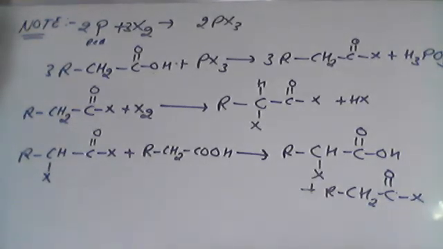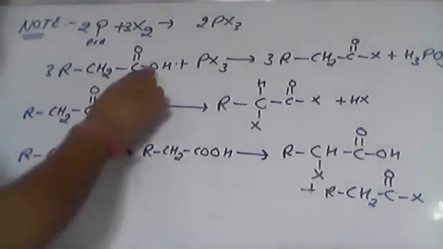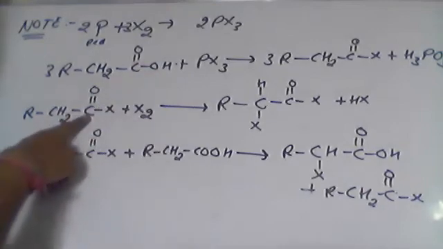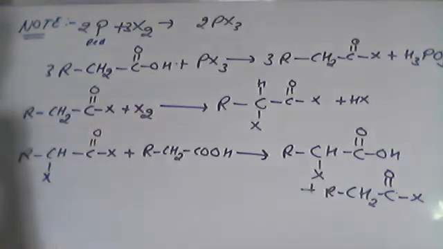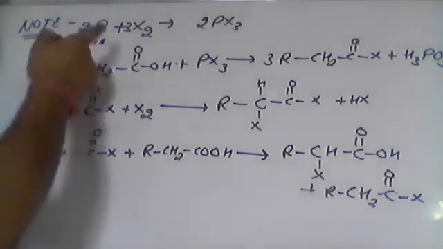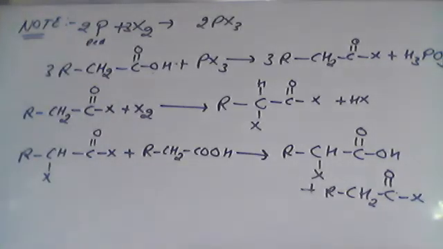So we need a halogen also. Once there is a replacement of the OH group, then the halogen will also come. So in that case, this second step will be missing, and we are not going to get a product. Product will not be formed. So that's why red phosphorus and halogen we need to use. Okay. Yes, sir. Thank you. Okay, fine, no problems.